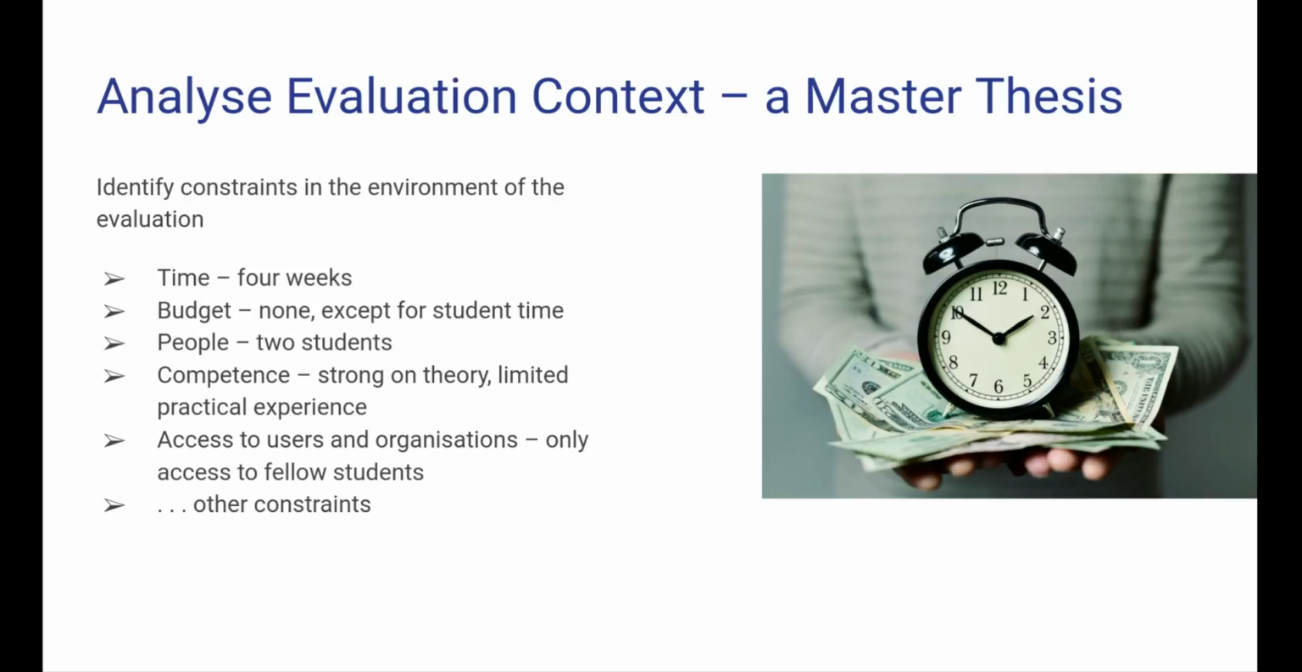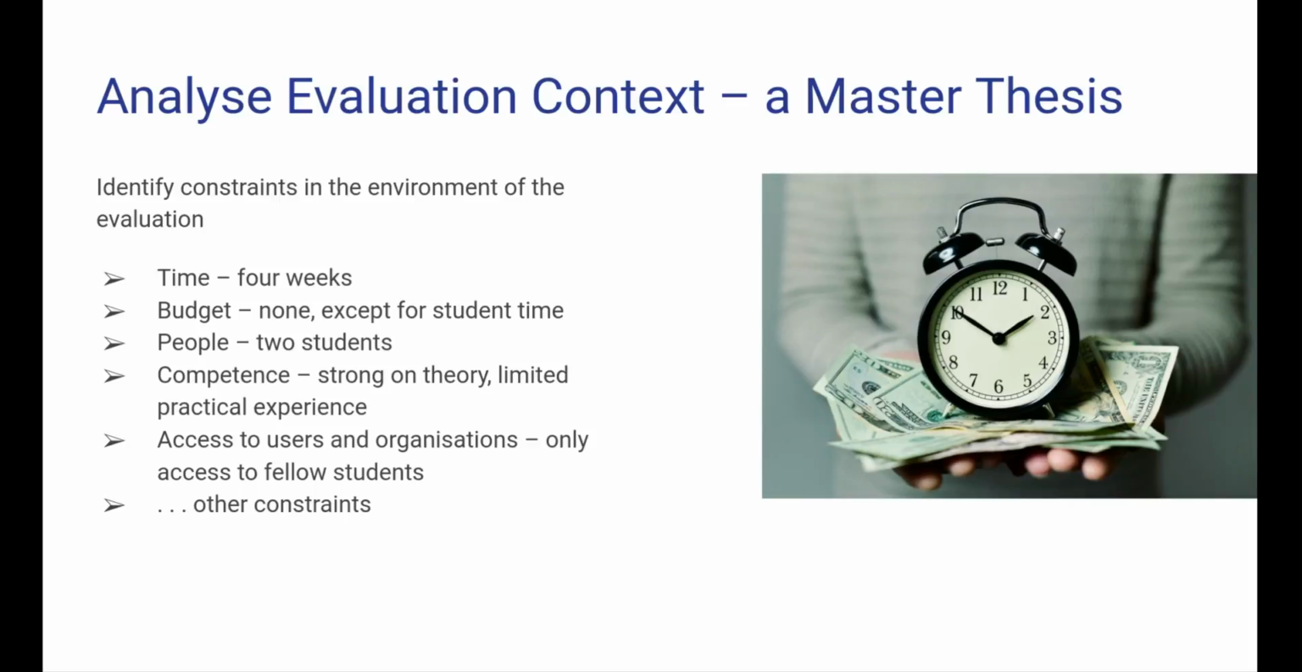If we continue our case here on the quest giver, we assume that we're going to analyze the evaluation context for a master thesis where two students work together. In total, these students will have 40 weeks for the entire work, but we assume here that for the evaluation part, they can put in 4 weeks. There is no specific budget, no special money here. The only available resource is the time of the students.